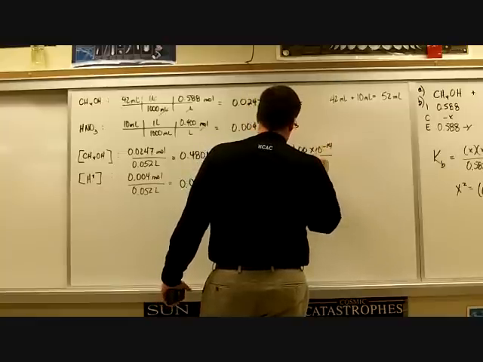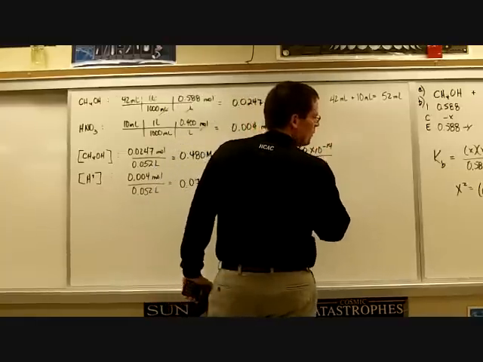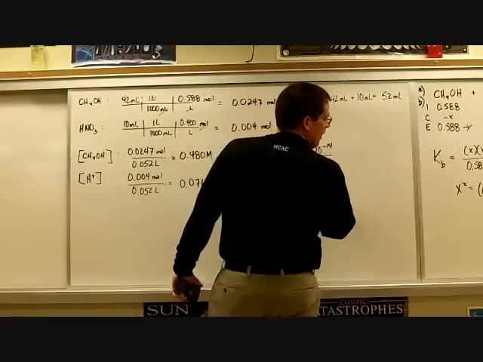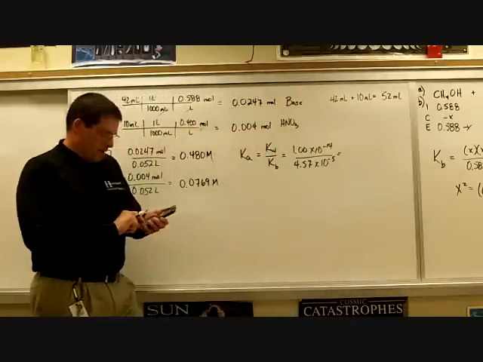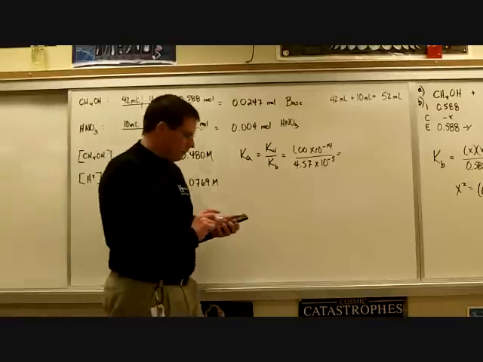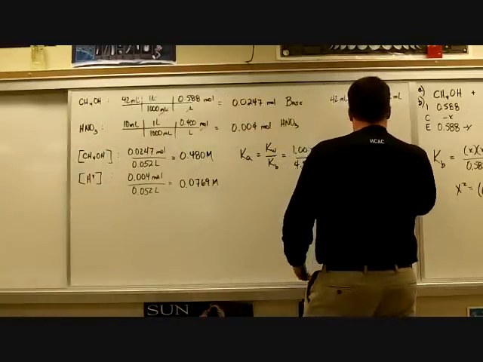Unless you want to use the Henderson-Hasselbalch equation. Okay, that's like a curse word in here. That blankety blank Henderson-Hasselbalch. 2.19 times 10 to the negative 10.